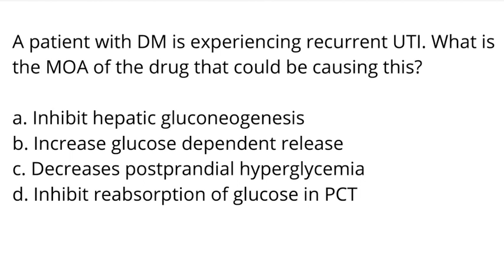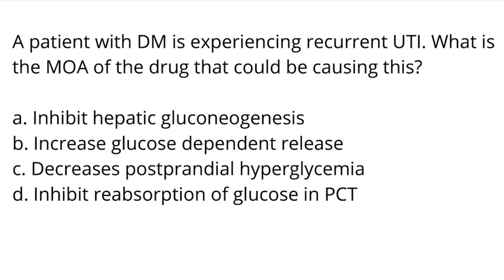A patient with diabetes mellitus is experiencing recurrent urinary tract infections. What is the mechanism of action of the drug that could be causing this? A. Inhibits hepatic gluconeogenesis. B. Increases glucose-dependent insulin release. C. Decreases postprandial hyperglycemia. Or D. Inhibits reabsorption of glucose in the proximal convoluted tubules. And if you know the answer, you can go ahead and skip to the third question. If not, let's look at the explanation.